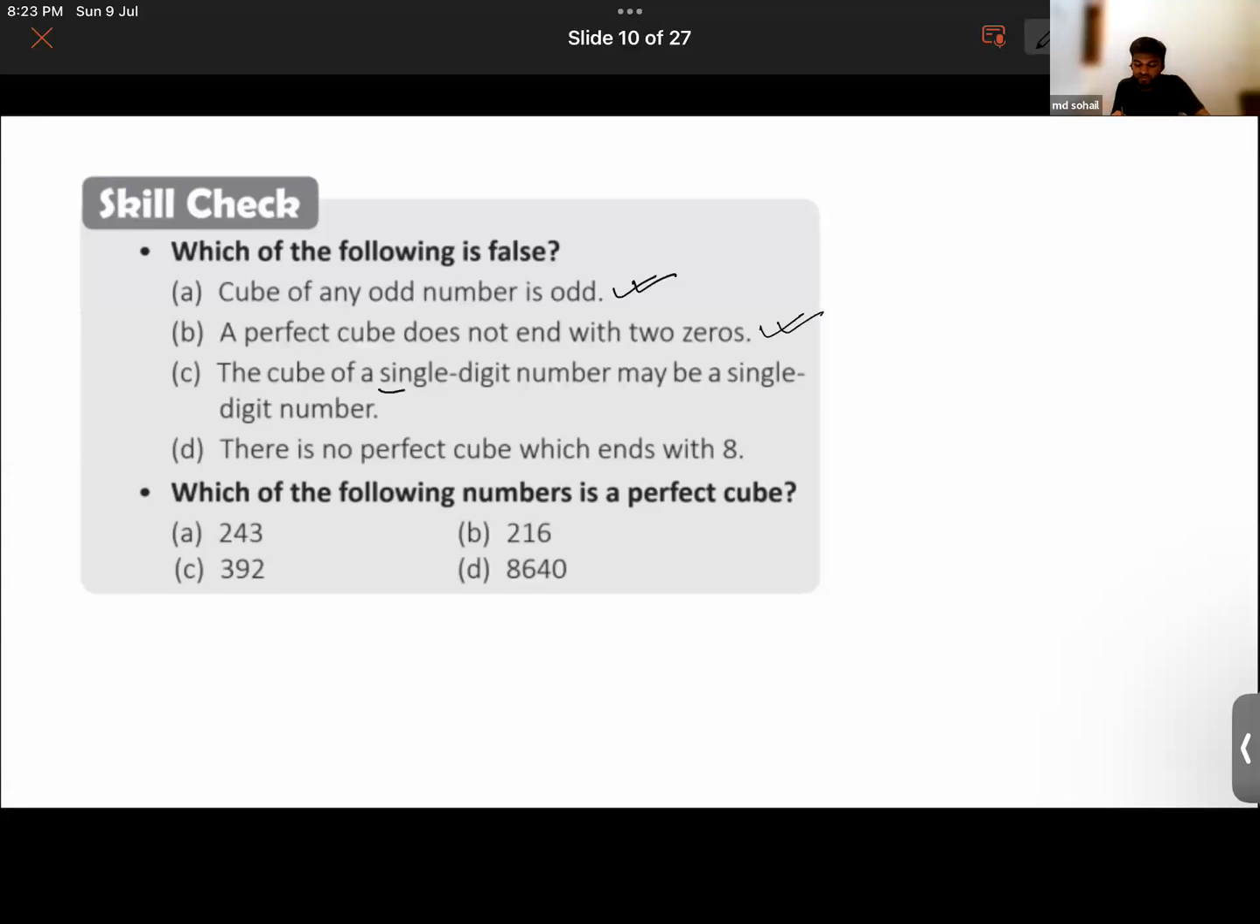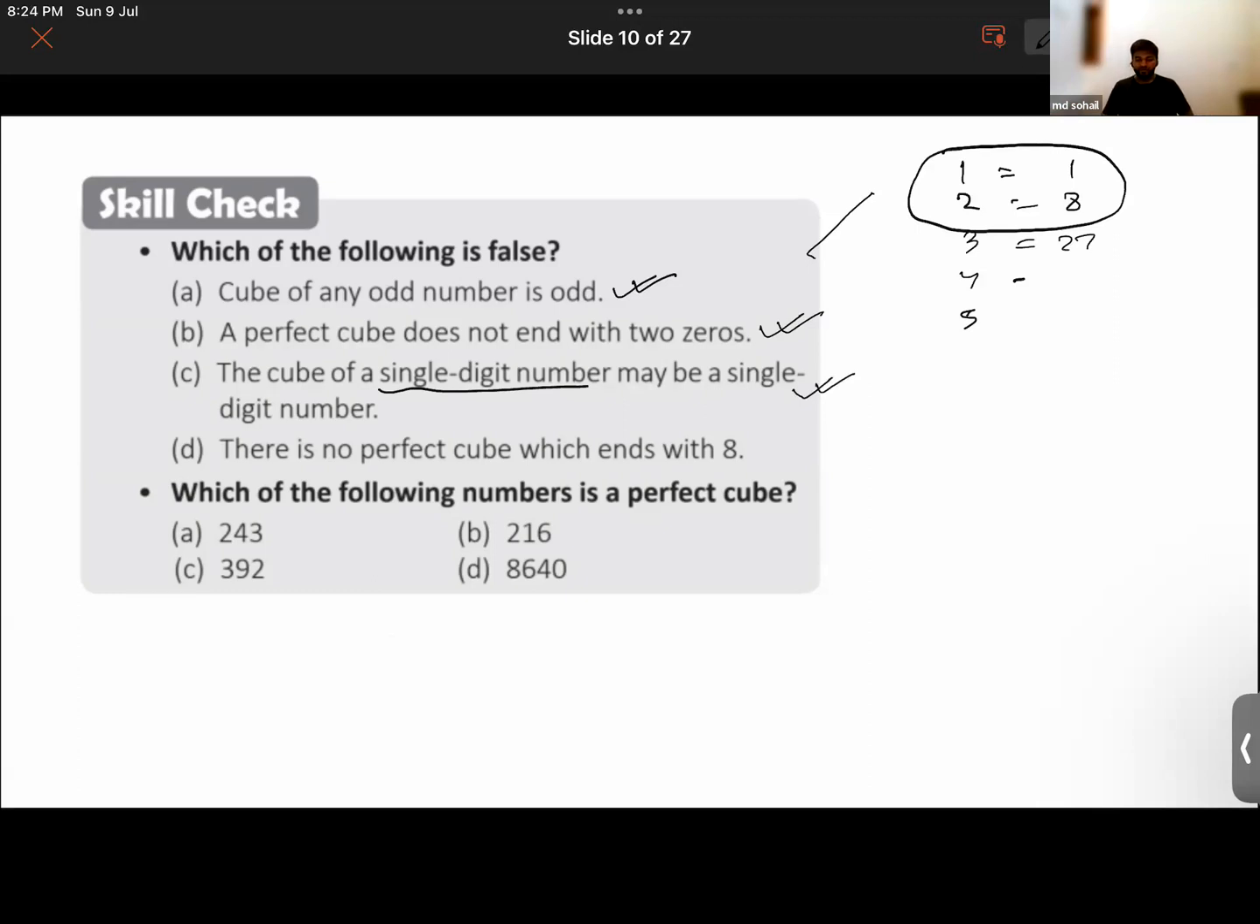The cube of a single digit number. What are some single digit numbers? 1, 2, 3, 4, 5 up to 9. So what are their cubes? 1, 8, 27. So see, for the first two numbers, their cubes are also single digit numbers, no? Yes, only the first two. So that is also true.